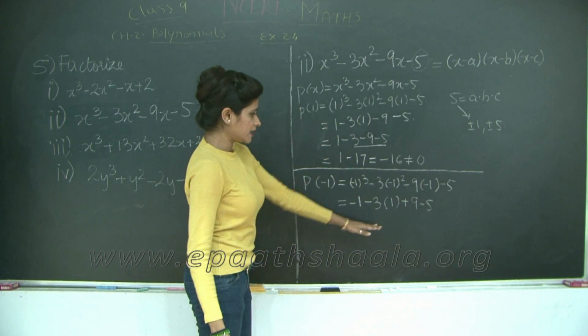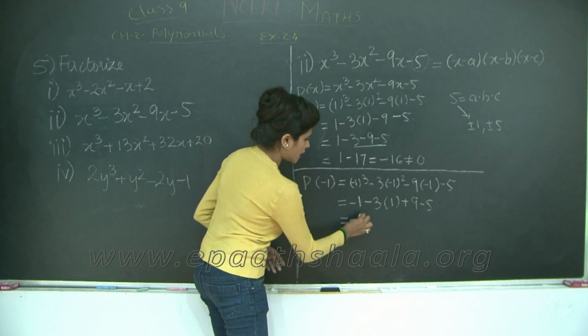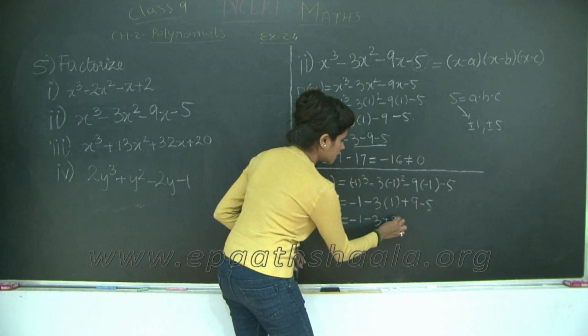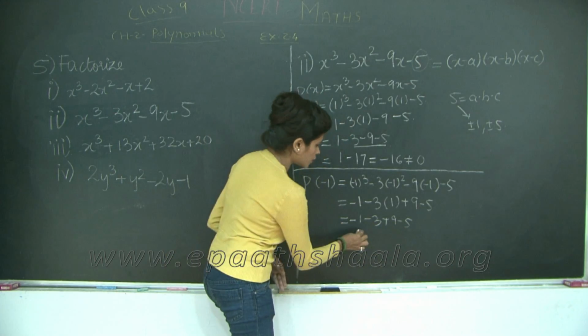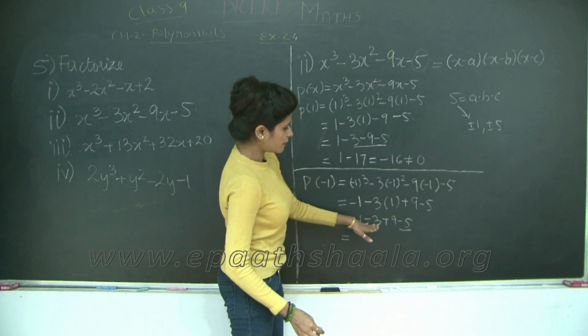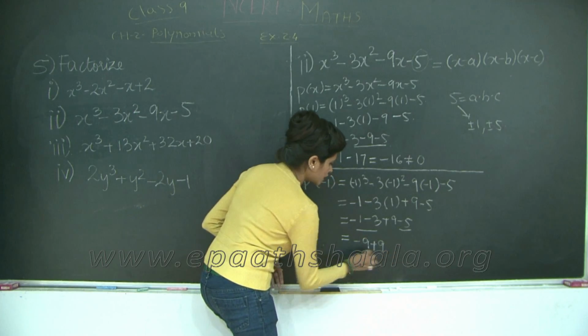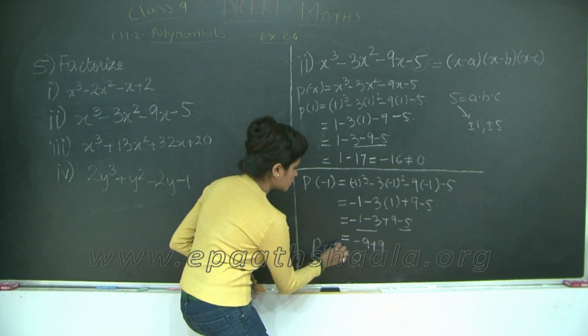So I'm going to take the like terms and add them together. First of all, I need to solve this bracket. So minus 1, minus 3 into 1 gives me minus 3, plus 9, minus 5. Now we have similar terms, the negative terms, we are going to underline and add them first. So minus 1, minus 3, minus 5 gives me minus 9, and plus 9, right? This is equal to 0. P of minus 1 is equal to 0.